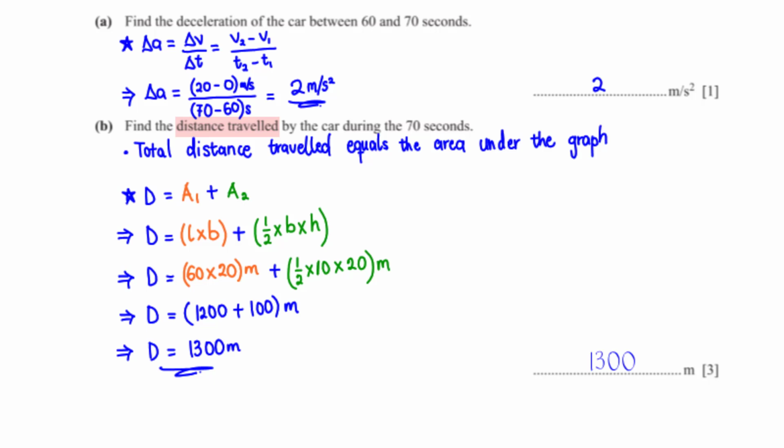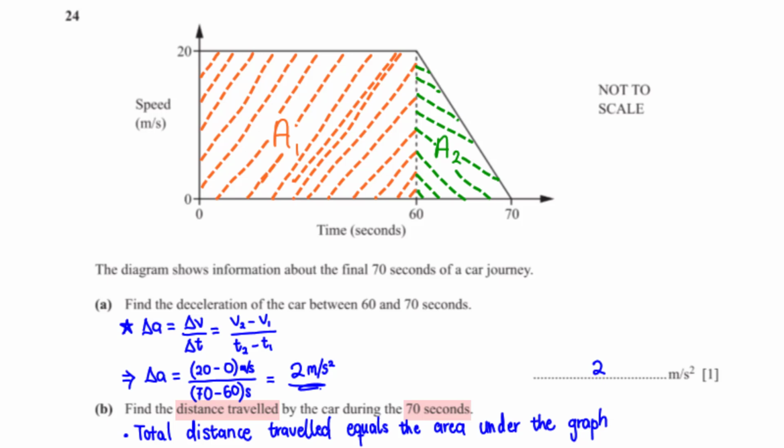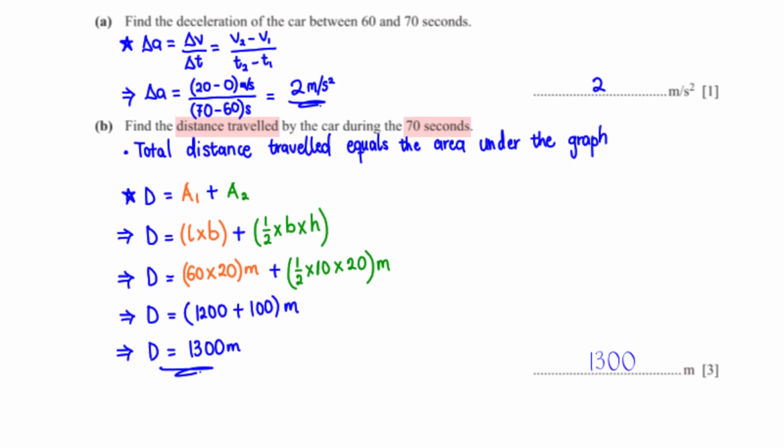Find the distance traveled by the car during the 70 seconds. So let's find the area under the graph. To do this, let's split the area under the graph into a rectangle A1 and a triangle A2. To find the area of the rectangle, we multiply its length times its width, and that gives us 60 times 20 meters. And for the triangle, we have half of the base, which is 70 minus 60, giving us 10, times the height, which is 20. So when we further simplify this and type this into the calculator, we get a final total distance traveled of 1,300 meters.